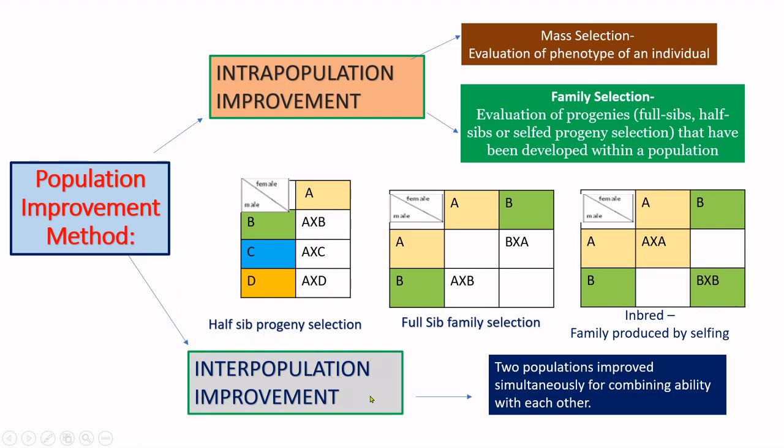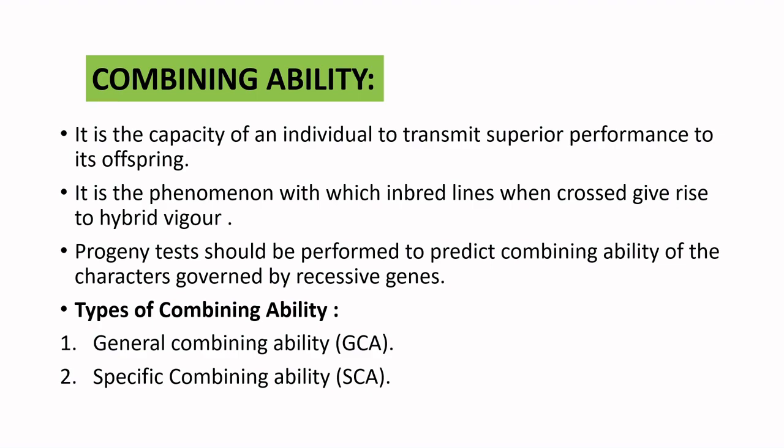The second one, which is inter-population improvement, is improvement of two different populations with the help of one another. In reciprocal recurrent selection, which we are going to discuss later on, both populations A and B act as testers for one another. Before we move on to the population improvement methods, we are going to study some important concepts. The first one is combining ability.